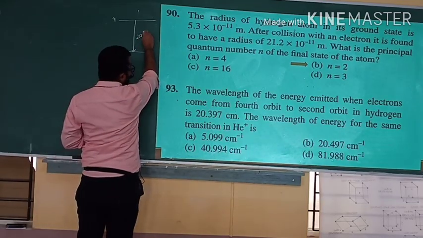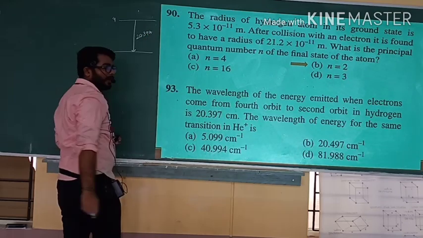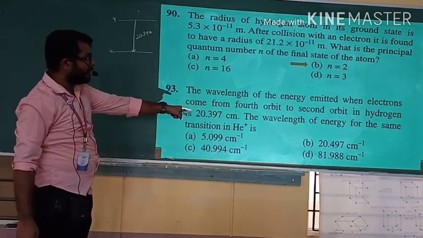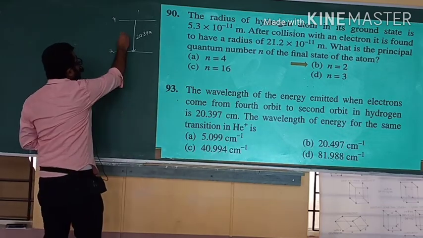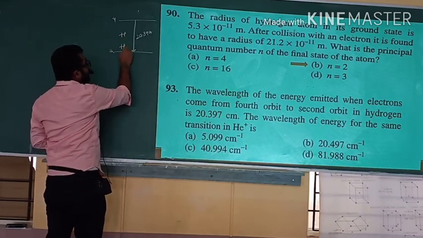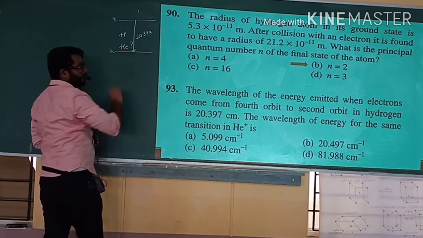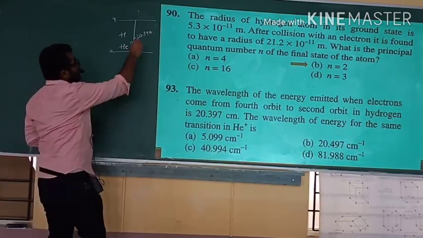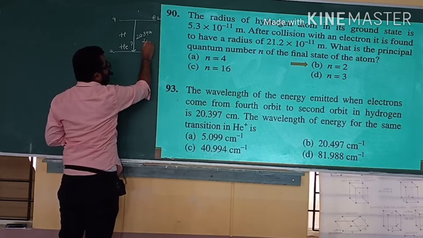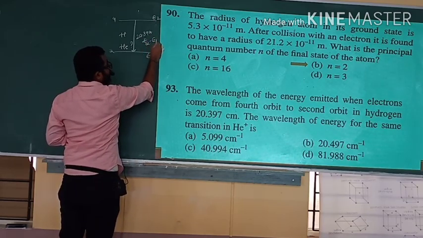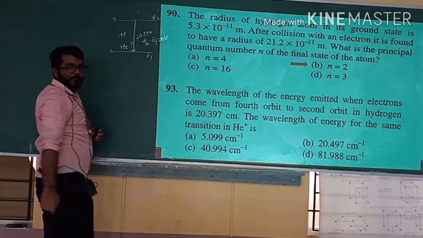It is 20.397 wavelength that we get. Then what is the wavelength of energy for helium? This is for hydrogen. For helium, we have to find out. So during this transition, this is the E2 state and this is the E1 state, so the difference in energy, E2 minus E1, is equal to hν, right?